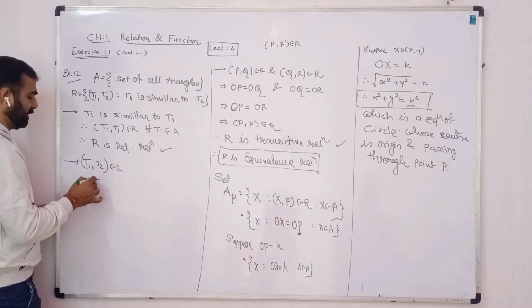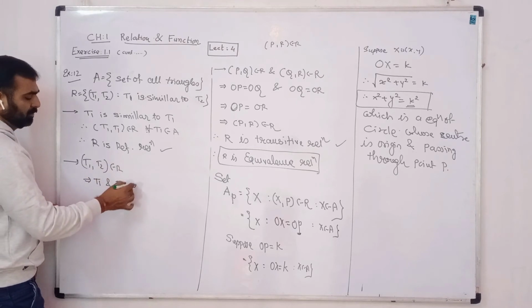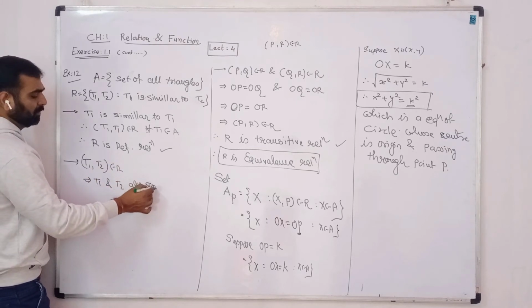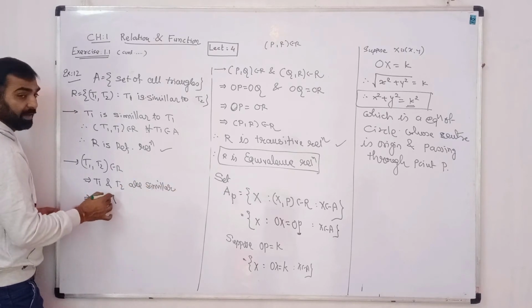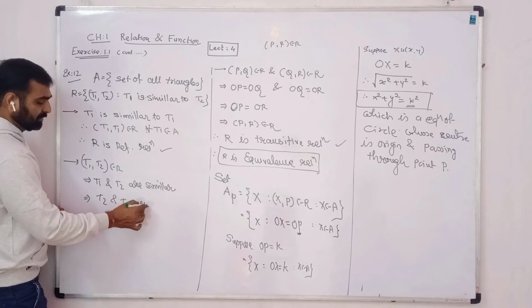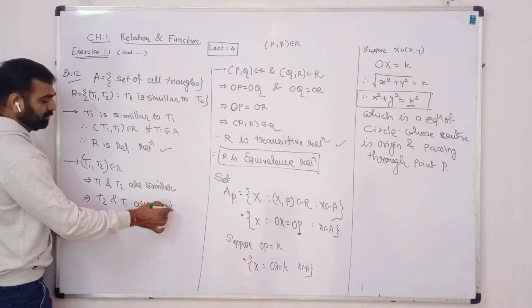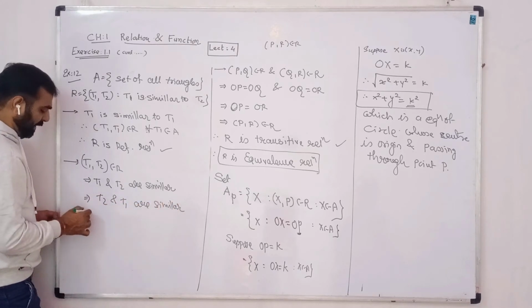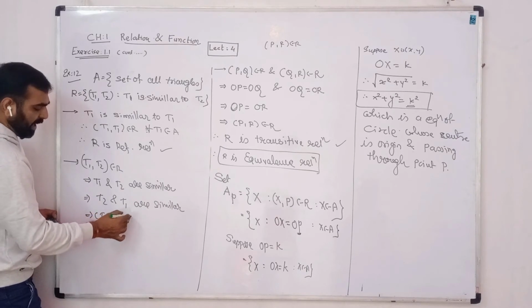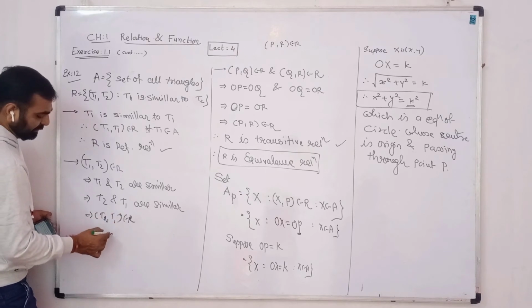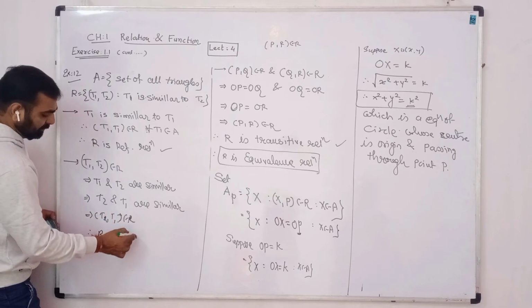First is complete, reflexive. Second, (T1, T2) belongs to R. That means T1 and T2 are similar, so that implies T2 and T1 are also similar. That means (T2, T1) belongs to R, which means R is symmetric.